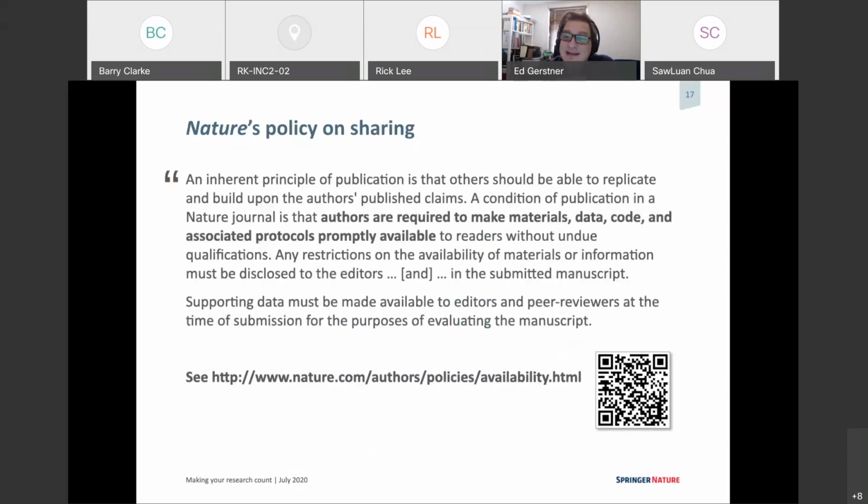And our policy is that if you publish in a Nature journal, and in fact, or BMC journal and beyond, you are required to make data, materials, code, and other things available to anyone that asks for them. And we would encourage our authors also to put the data on an open data repository.